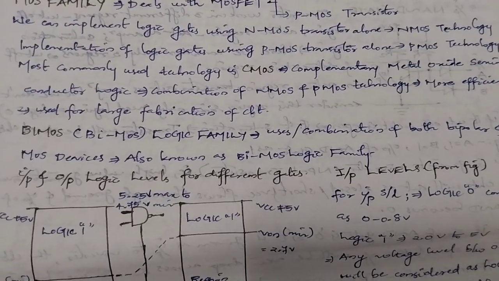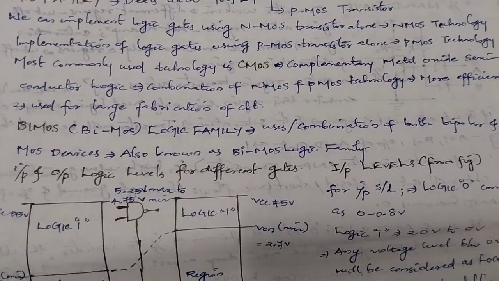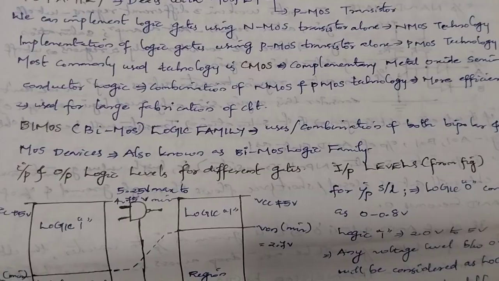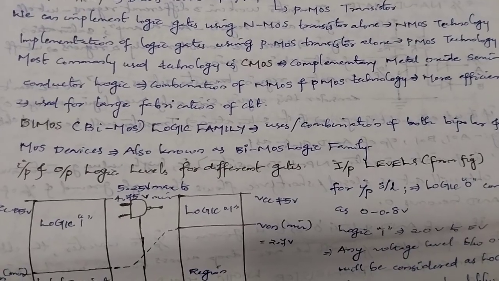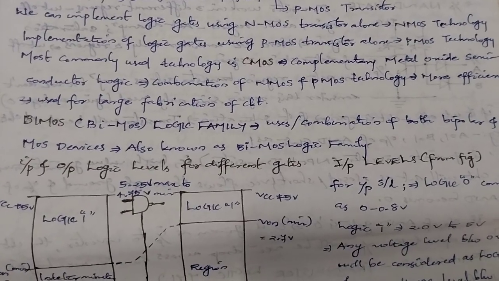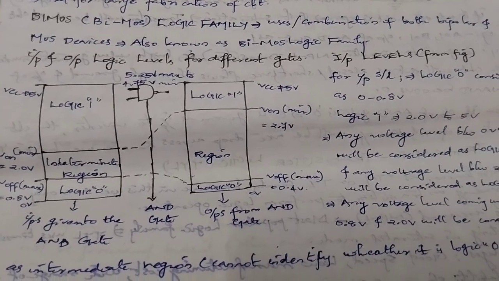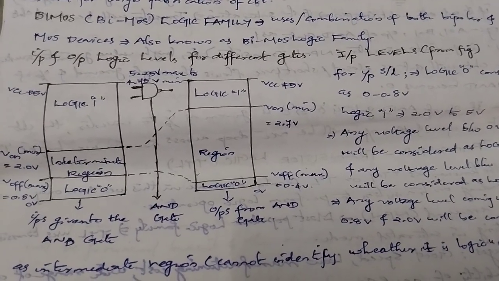BiMOS is the logic family used for the combination of both bipolar and MOS devices, also known as the BiMOS logic family. Now, input and output logic levels for the different gates.